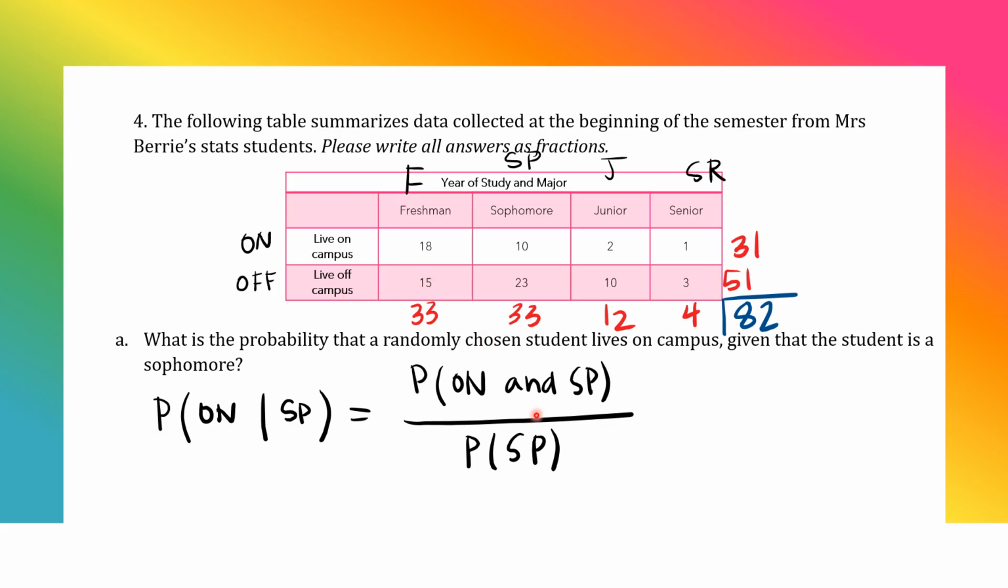All right, so if you're looking at the word and, you're thinking of the intersection when we're looking at table problems. All right, so on campus, that's this row. So on campus and sophomore, there were 10 kids that were on campus and sophomores. So 10 out of 82 were on campus and sophomores. For the probability of being a sophomore, we had 33 out of 82 students that were sophomores. So all of our sophomores.